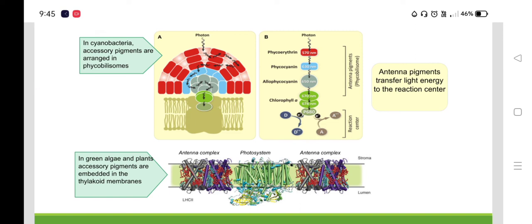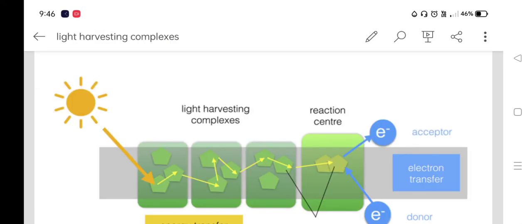In case of shady conditions, the accessory pigments will help the chlorophyll A molecule to absorb the required amount of sunlight or the required wavelength, so that the energy requirement of the chlorophyll molecule to get excited and transfer the electron is fulfilled. So this is all about the light harvesting complexes.